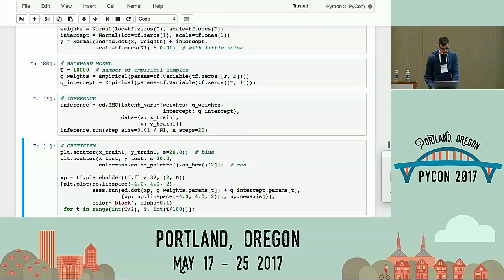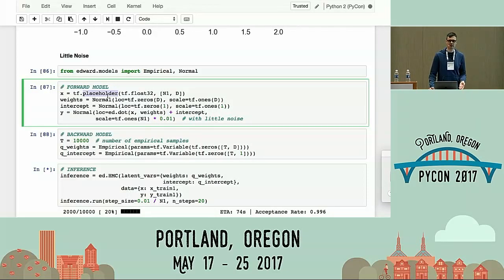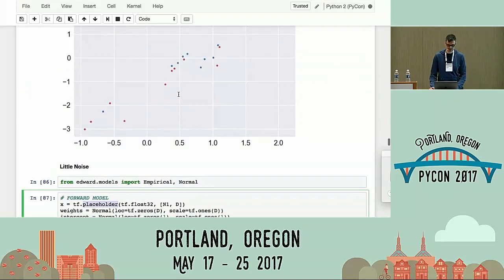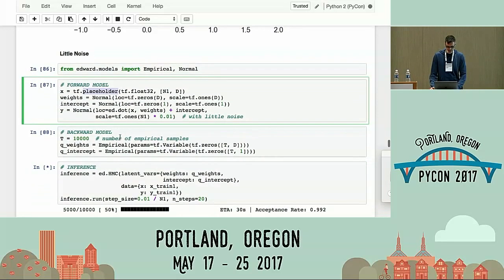So let's look at the forward model. We have a placeholder value, and this is a new thing that we haven't seen before. I need some way to store these training examples that I have, these blue points. But I don't want to store them in the graph itself, the TensorFlow graph, that would not be very efficient. So what I do is I just say, hey, at some point I will need n1 times d, d being the dimension of the problem. In this case it's 1 because it's a one-dimensional x value here. I need an array that has size n1 times d later at some point.